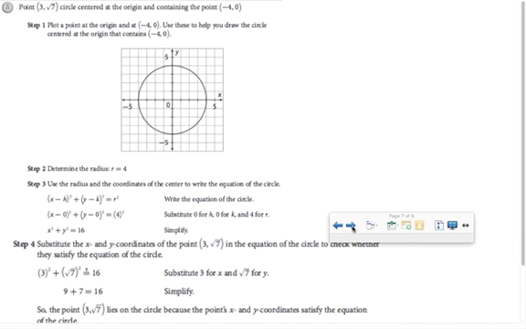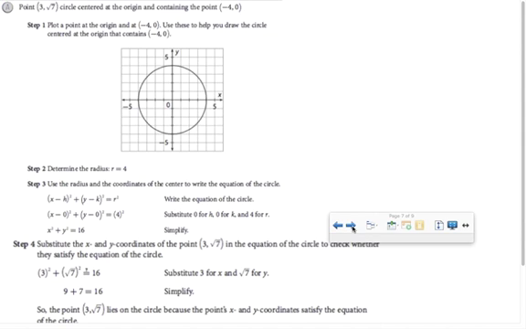Another kind of problem that you should be able to do with the equation of a circle is figure out whether a point lies on a circle. So I'm trying to find out in part A if the point 3, square root of 7 is on the circle that is centered at the origin and containing the point negative 4, 0. And so they plotted a point at the origin, they plotted a point at negative 4, 0, and then used that information to draw the circle.